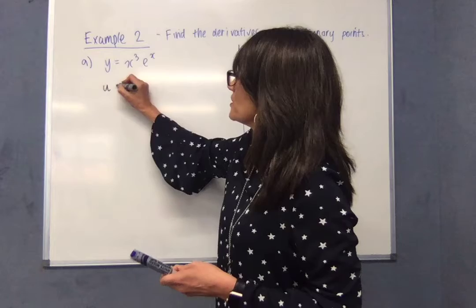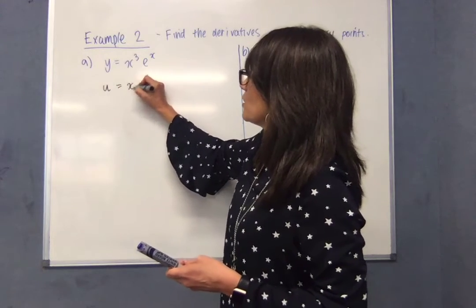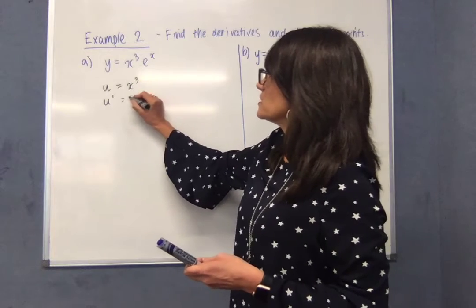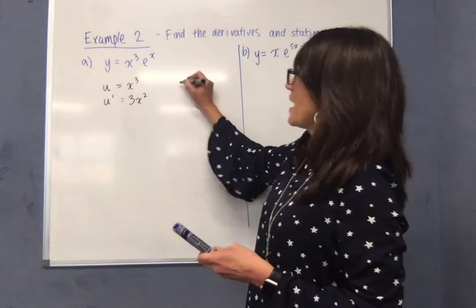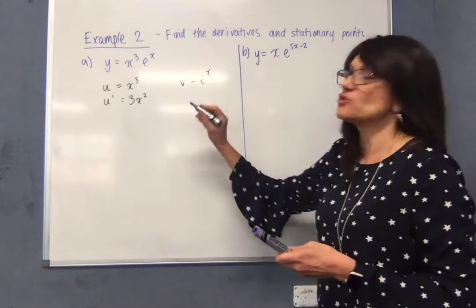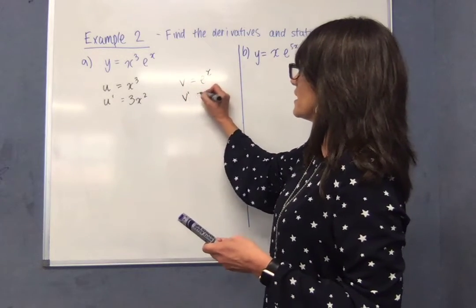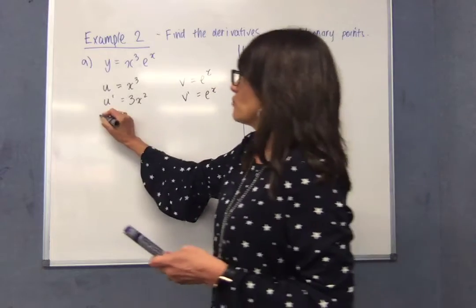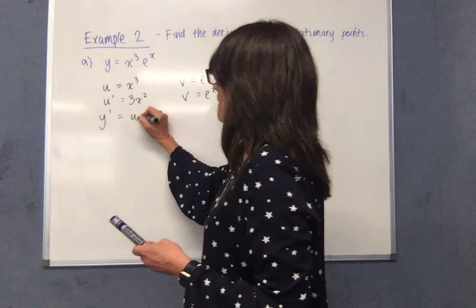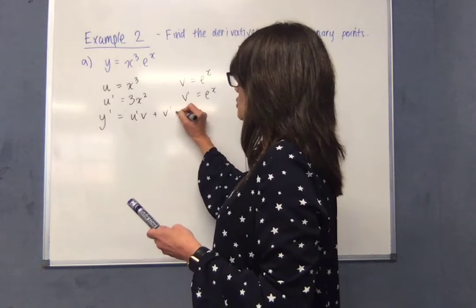So if we call this first function u, and we know that u dash is just the derivative of this, which is 3x squared. And our second function is v, which is e to the x, and we know that the derivative of that is just e to the x. And you'll remember our product rule, u dash v plus v dash u.